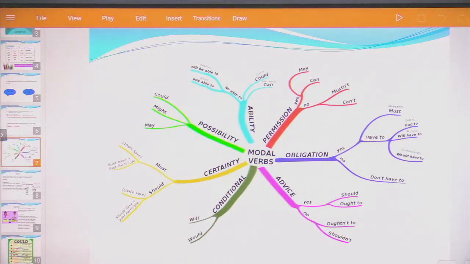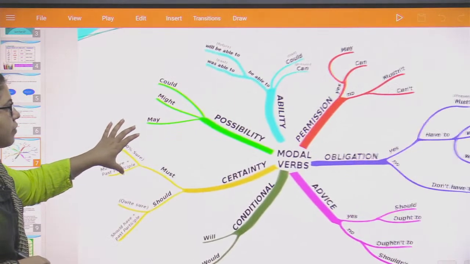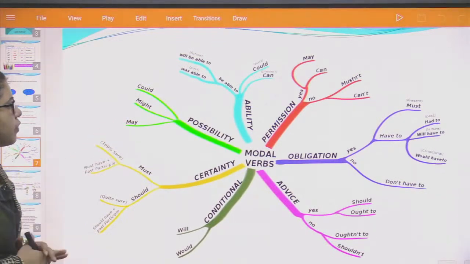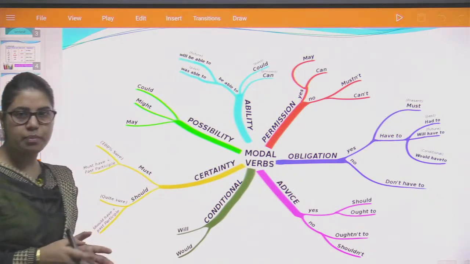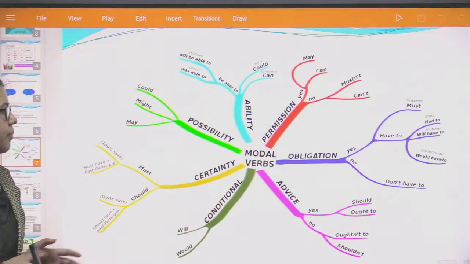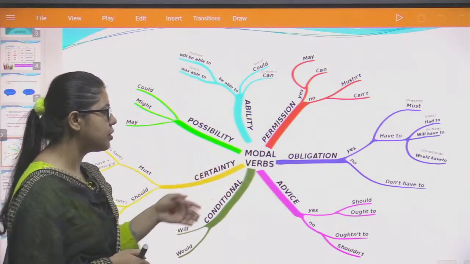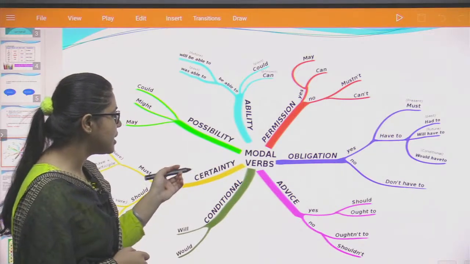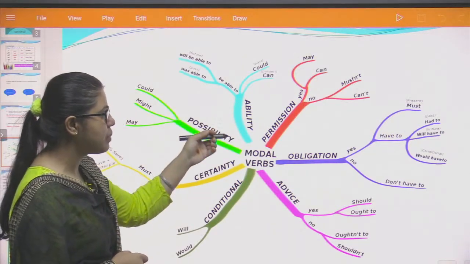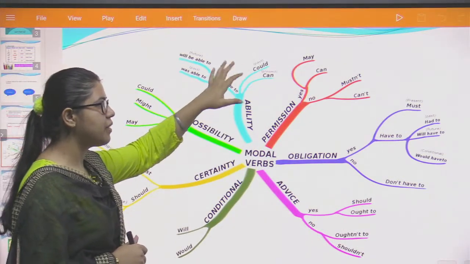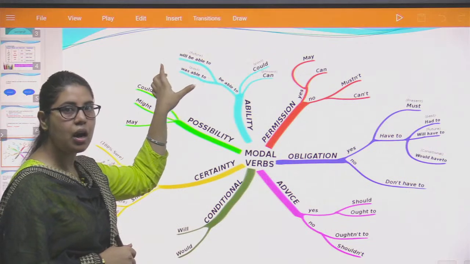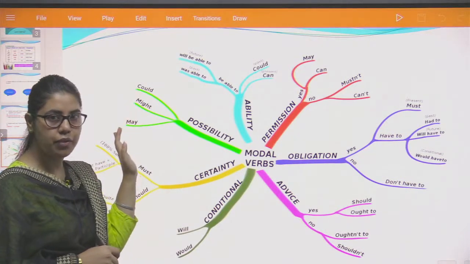Now let's see this structure in the tree position, student, which I have placed here for you. See, it's written modal verbs, and different purposes of modal verbs are here as permission, obligation, advice, conditional, certainty, possibility and ability. Okay, and you can see the branches, the different modal verbs are placed here according to their purpose, according to their function.